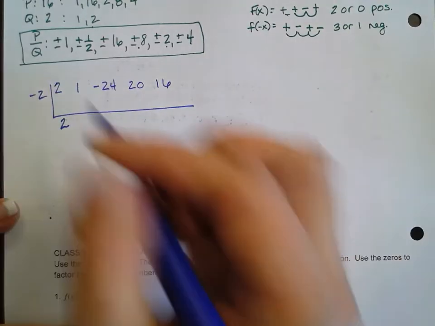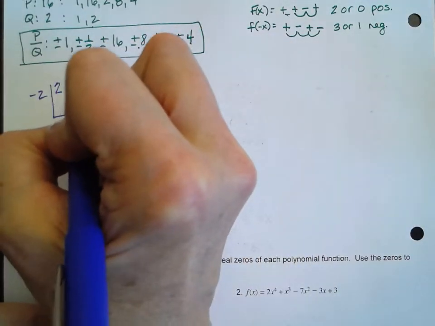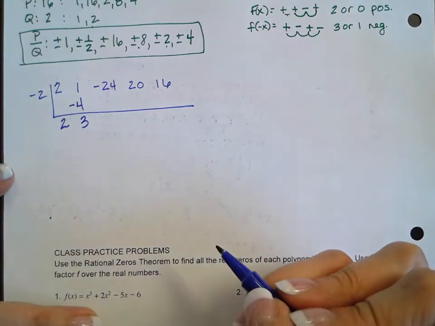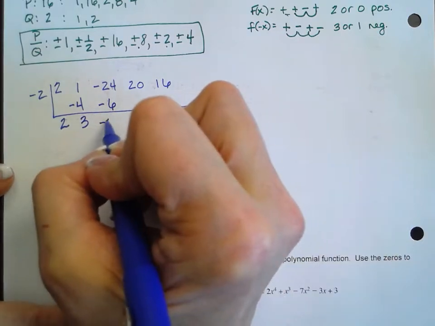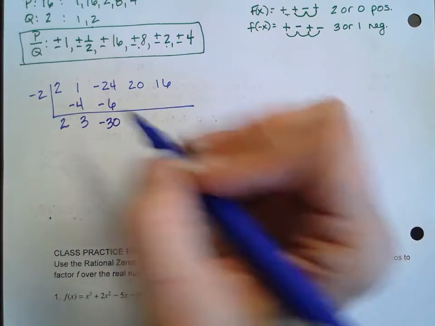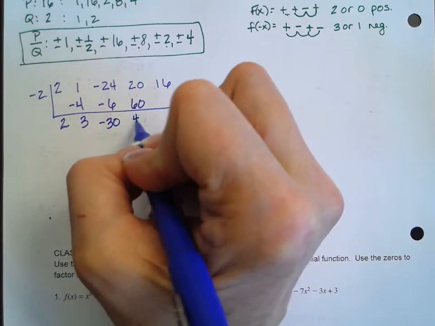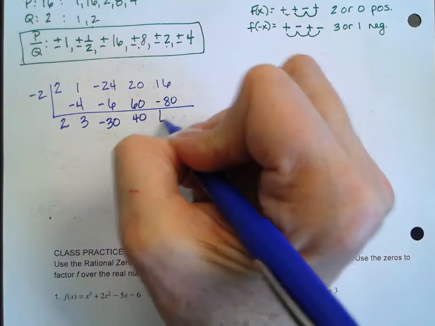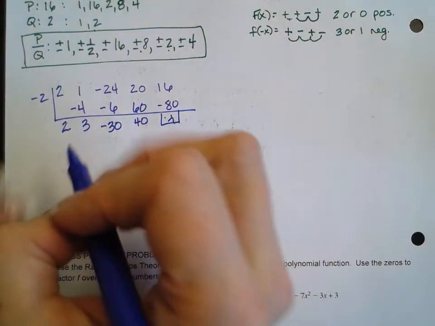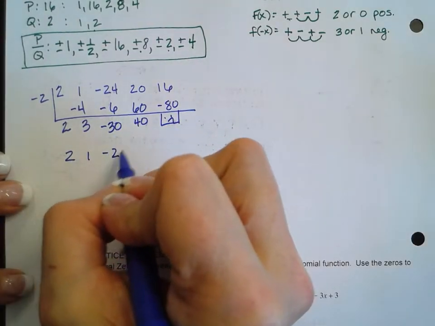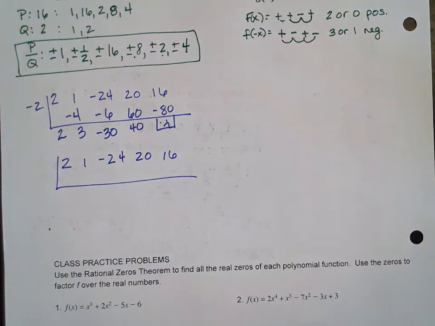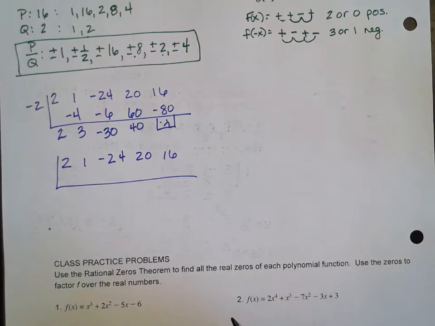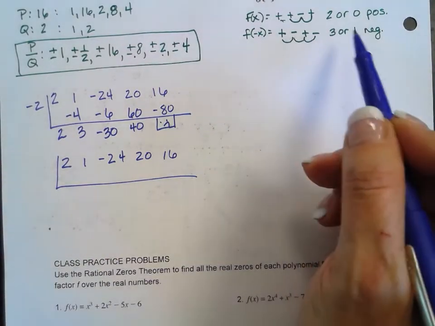So, negative 2 times 2 gives me negative 4, which leaves me with 3. Negative 2 times 3 is negative 6, which gives me negative 30. 60 gives me 40, not looking good. All right, so let's pick another number. 4? Can we do negative 4 since we've got more negatives?